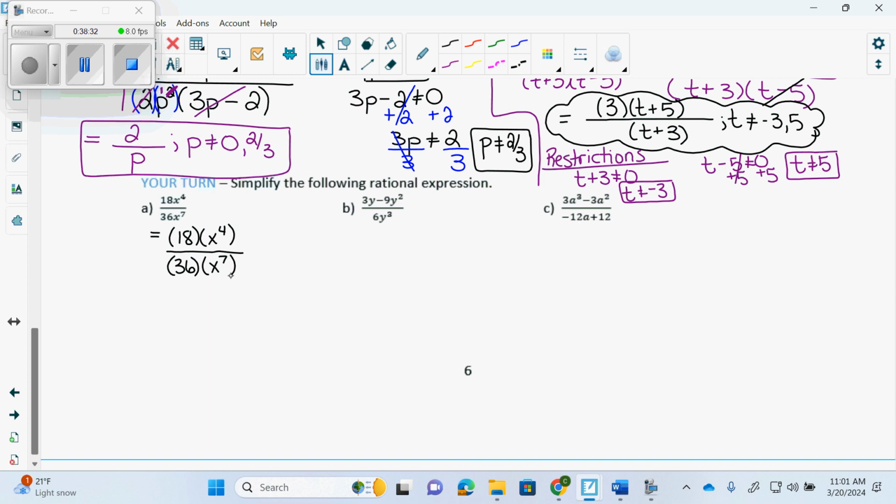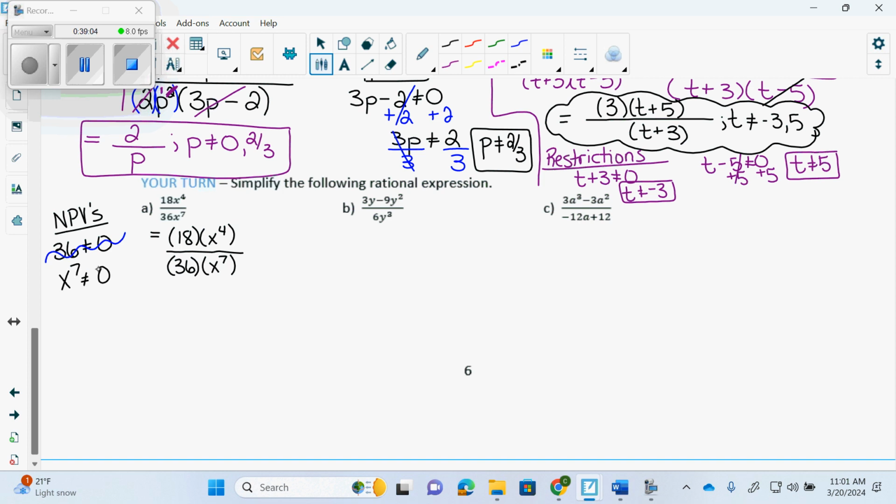So I go to state my restrictions, or my NPVs, which are non-permissible values, not MVPs, like most valuable player. It's an NPV. Everyone tells me it's MVPs. Kind of funny. It's non-permissible values, not non-values permissible. Okay, NPVs. So we have 36 can't equal 0. Is that a true statement or an NPV? True statement. Then I have x to the 7 can't equal 0.